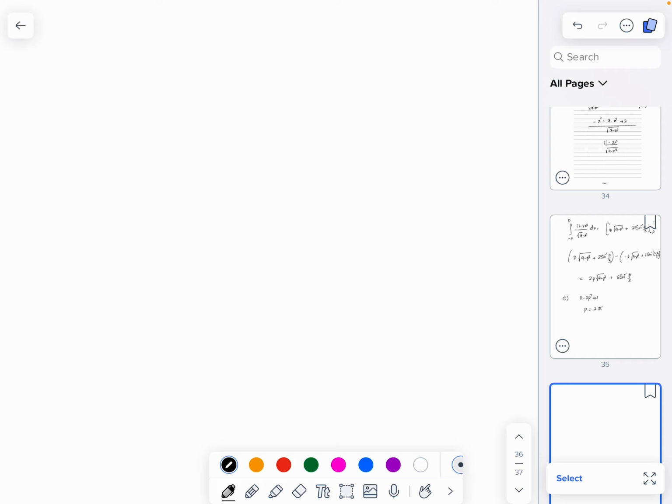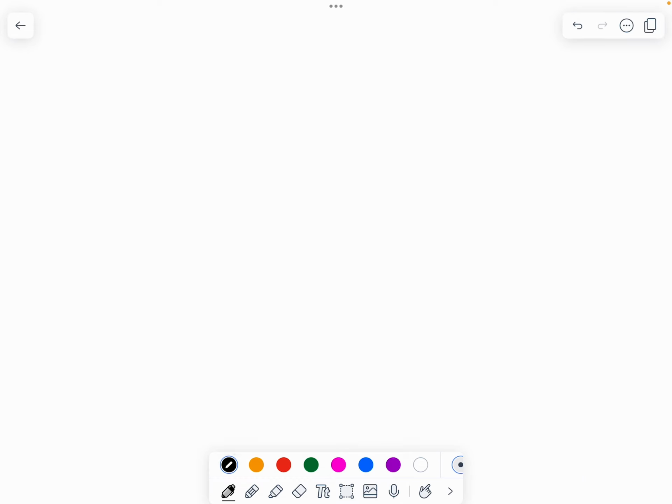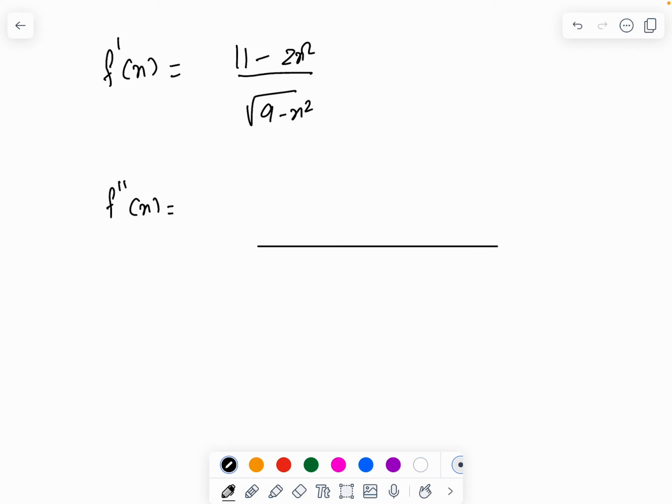First derivative was, start from here clearly: 11 minus 2x square upon square root of 9 minus x square. So this is the first derivative, 11 minus 2x square by square root of 9 minus x square. Now we have to find the second derivative for this. I use the quotient rule.